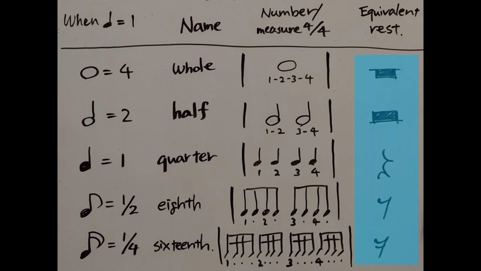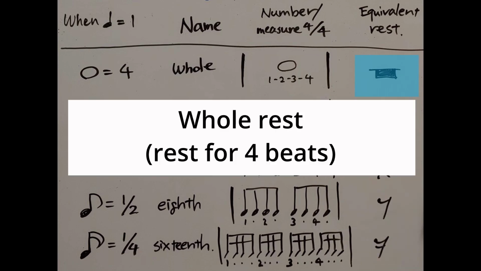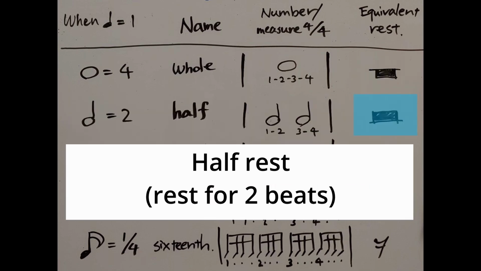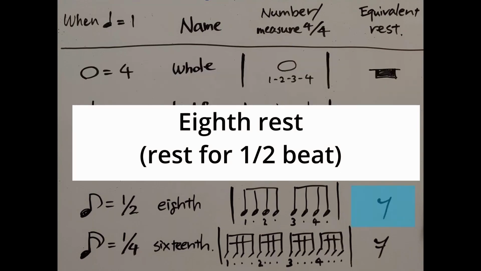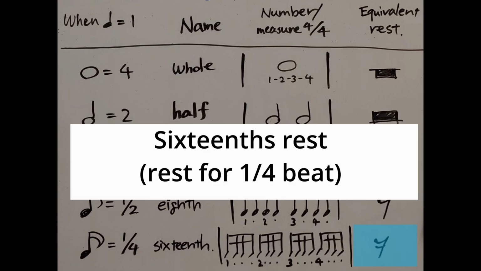And these to the right are the symbols for the rests. This is the 4 beat rest. You take a rest for 4 beats. This is the 2 beat rest. You take a rest for 2 beats. This is the quarter rest. You take a rest for 1 beat. This is the 8th rest, so you take a rest for half a beat. And this is the 16th rest, which means 1/4 of a beat.